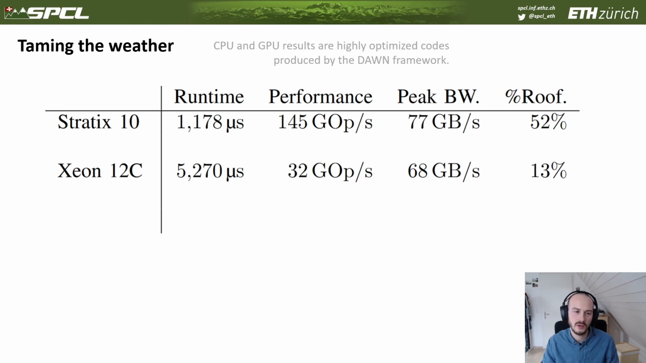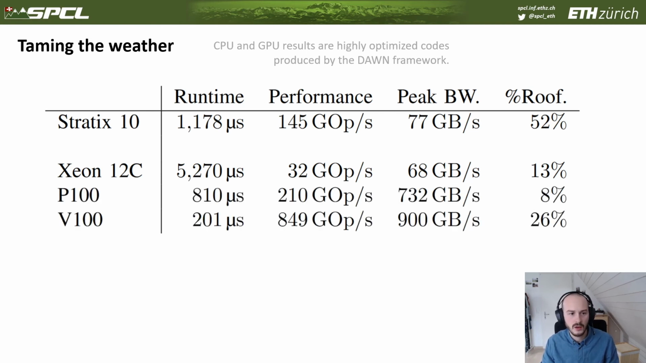And just to mention here, the CPU and GPU implementations which I present here are not naive programs, but rather highly optimized codes emitted by a specific stencil optimizing weather framework called Dawn. Now, looking at the GPU performance, we compare to two different GPUs. We compare to the P100, which is a generation that is comparable to the Stratix 10, so similar release window and process architecture. And here the Stratix 10 is still behind.